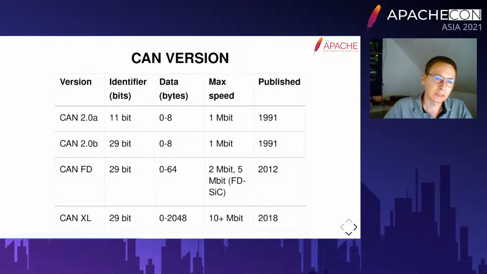Most of these standards are somehow compatible. For example, CAN FD and CAN XL can be used in the same network. Similar with CAN 2.0A and CAN 2.0B. I mean, most microcontrollers which support 2.0B can also support 2.0A. So it's more or less a configuration and not a hardware feature.